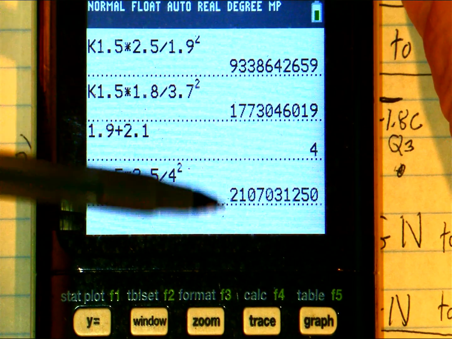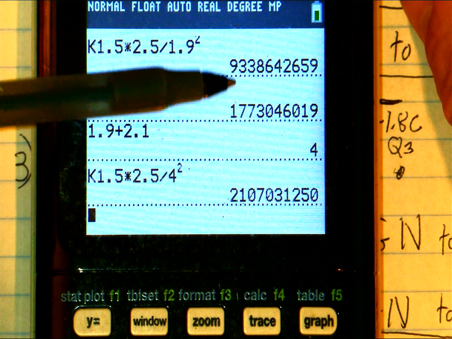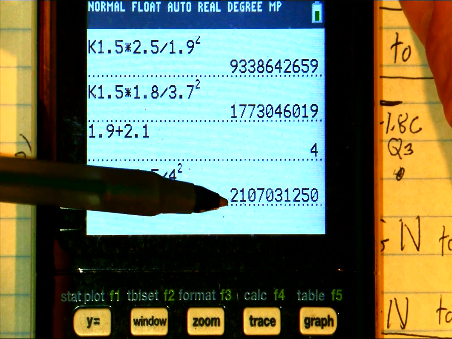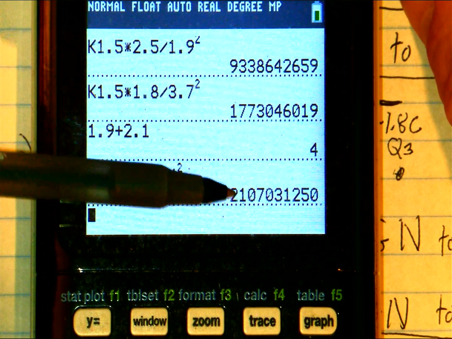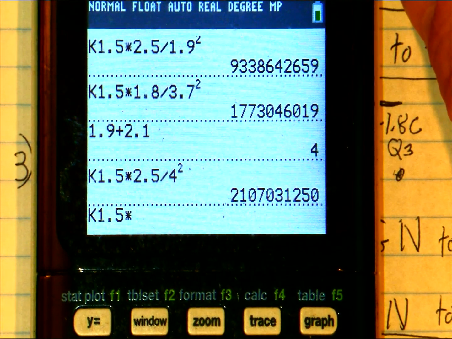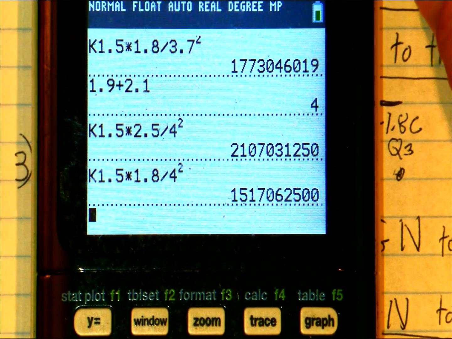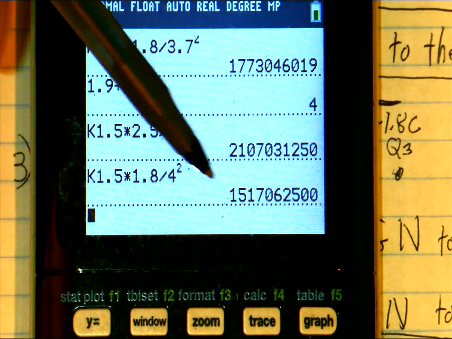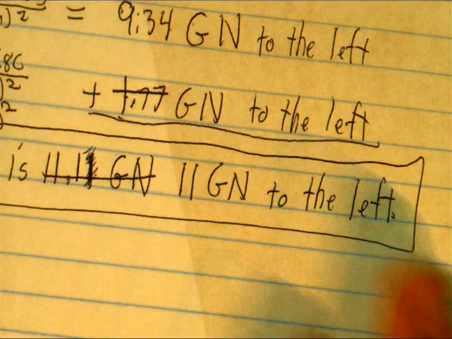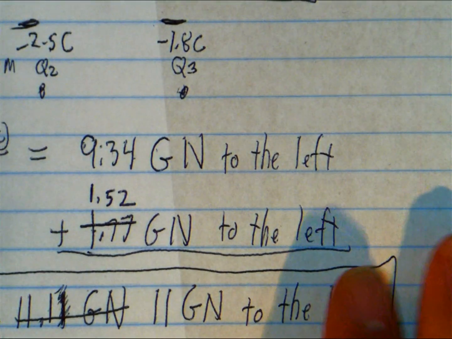And the reason I recognize it's a mistake is because as the distance increases from 3.7 meters to 4 meters, the magnitude of the net force should go down. And when I looked at these two numbers, I said, hey, wait a minute, this went up, not down. I've made a mistake. So let's try it a third time. K times 1.5 times 1.8 divided by 4 squared, enter. And now I believe I'm looking at the correct number. This is 1.52 giganewtons. So instead of 1.77 giganewtons, it's 1.52 giganewtons.